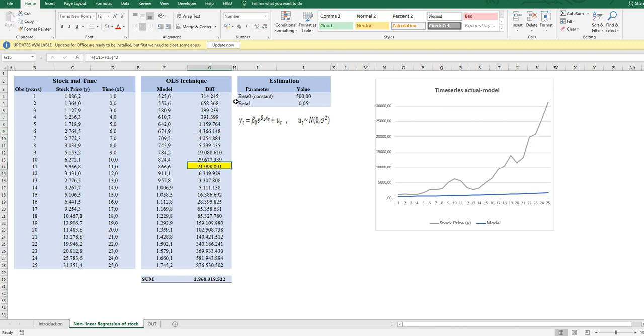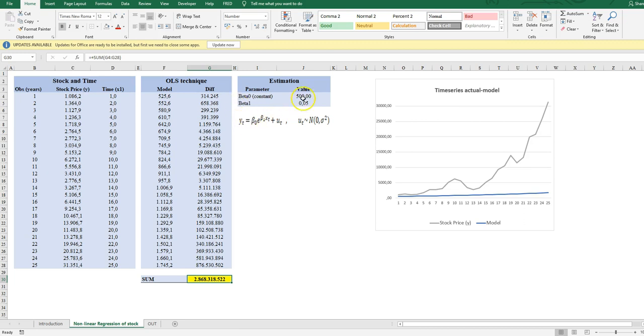And I do that all the way down, and then I sum them. So here's what we call the residual sum of squares, RSS, and this is the number that we now have to minimize.